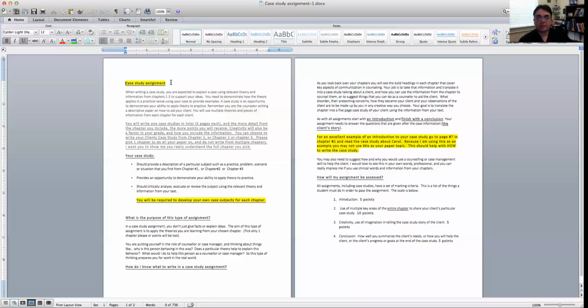The case study assignment, you'll write 5 pages in total. So this is how I recommend you go through it. You're going to start with an introduction. The introduction is basically going to be your client that you've made up, and that's going to be based on what your chapter is. So for example, if you choose chapter 1, it's all about helping, so your client is going to have issues that surround those particular issues in that chapter.